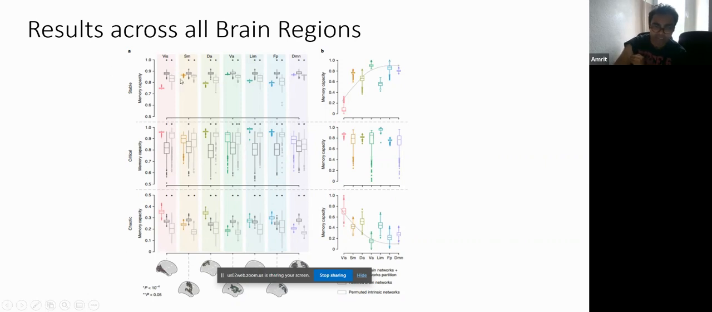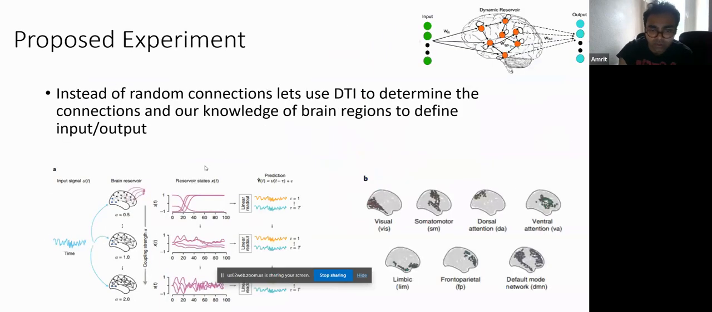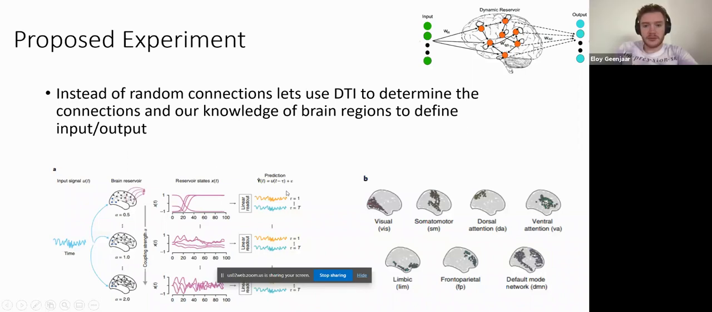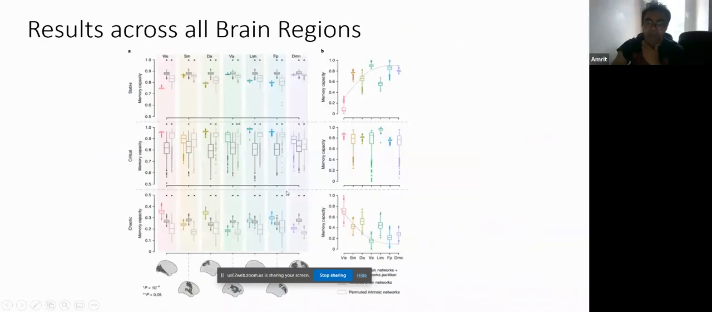So visual, somatosensory, I don't even know what D is. I think this is dorsal attention, ventral attention, limbic, frontoparietal. Where does she get DMN? Where does she get the input signal from in terms of the visual? It's random. It just puts a random signal in. Okay. Yeah, so she's not using any real data or anything.